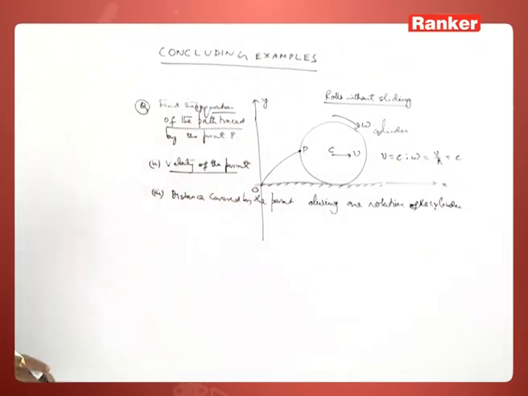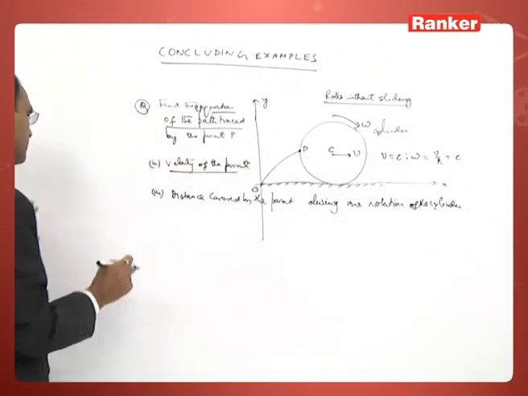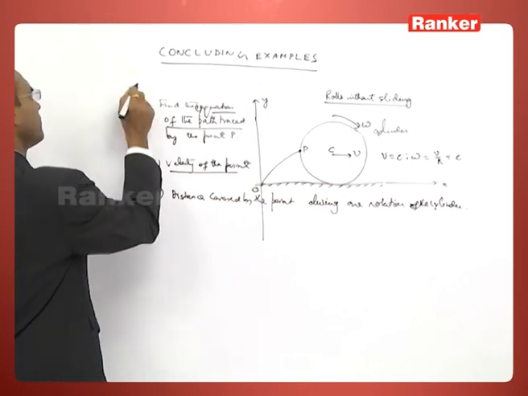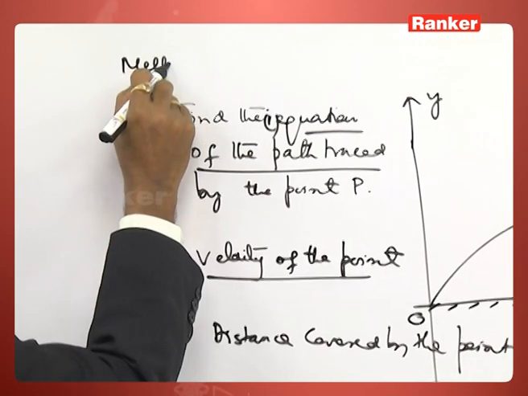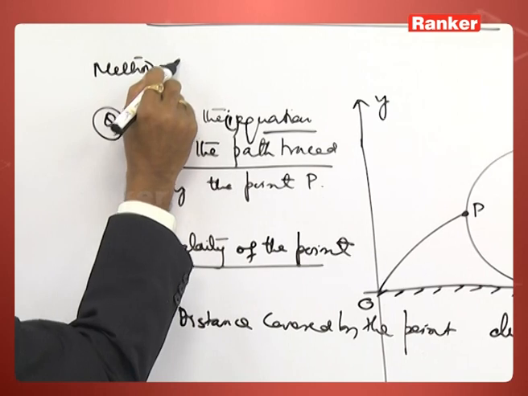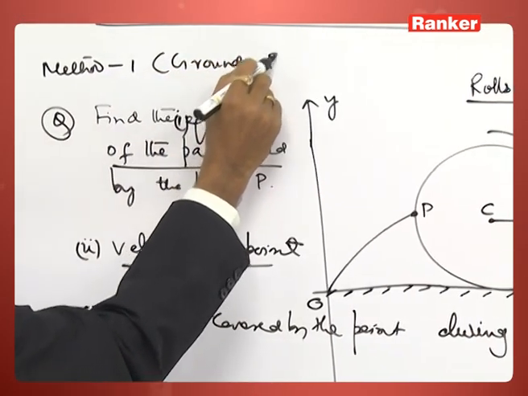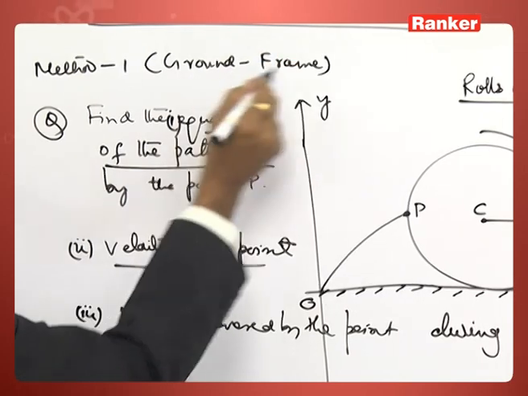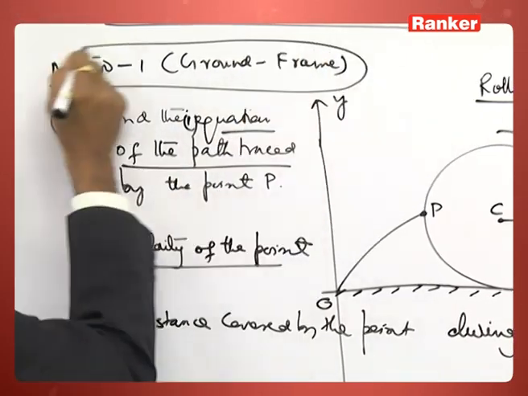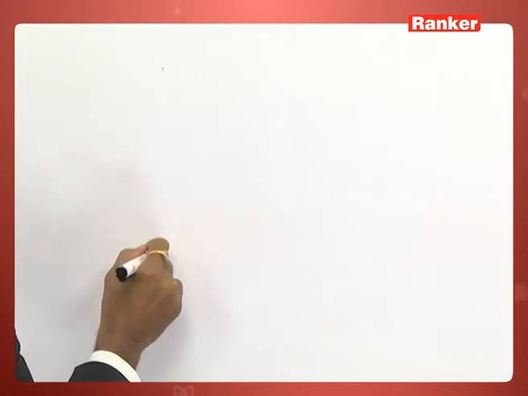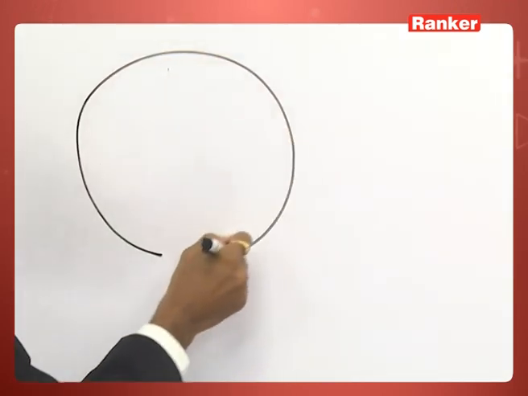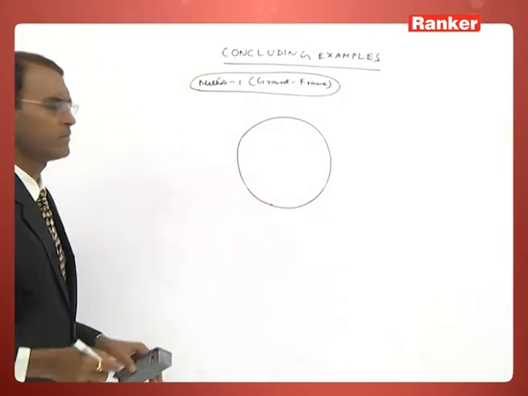Let us solve the problem by using ground frame method first. Method 1, ground frame. The disc or the cylinder was here.